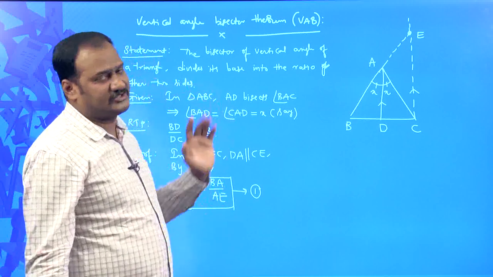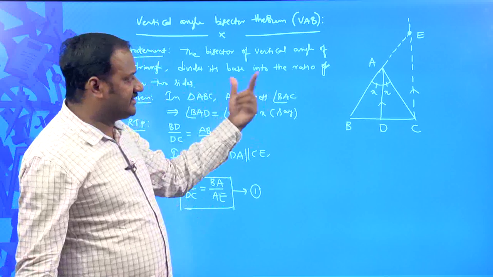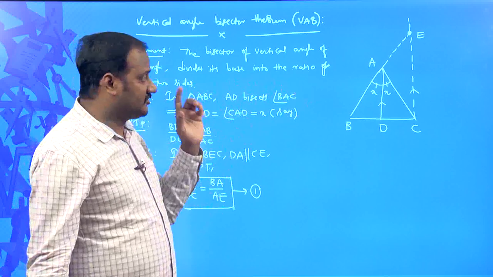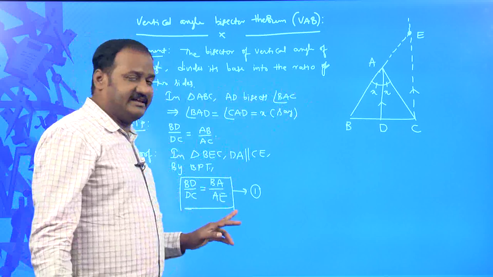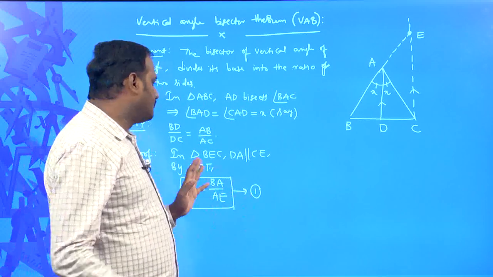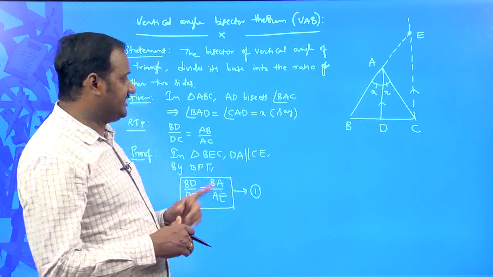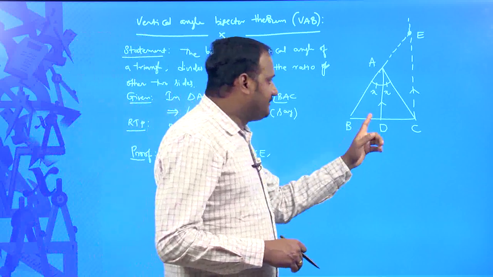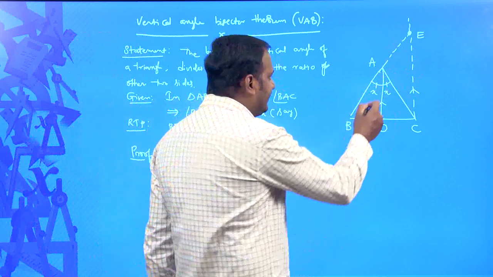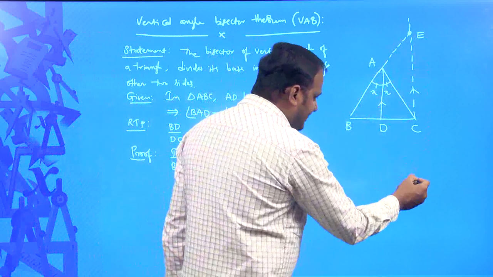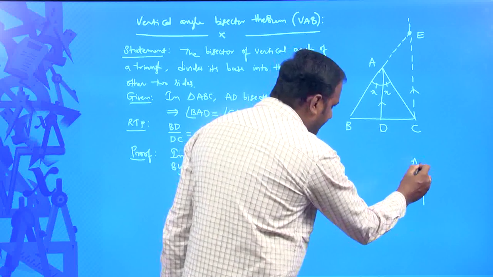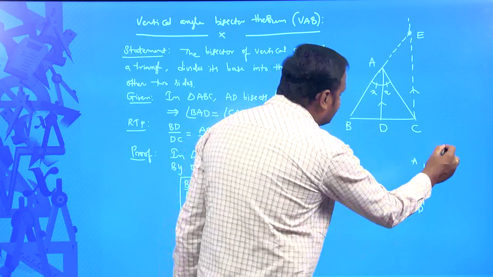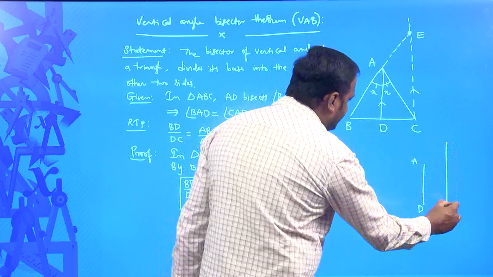So how is that so? That is where your concentration has to be. Your concentration should be only on proving that AC and AE both are equal. So how is that possible? See, once you observe, there is a pair of parallel lines. AD is parallel to EC. I am just drawing them here. This is AD and this is EC, right?